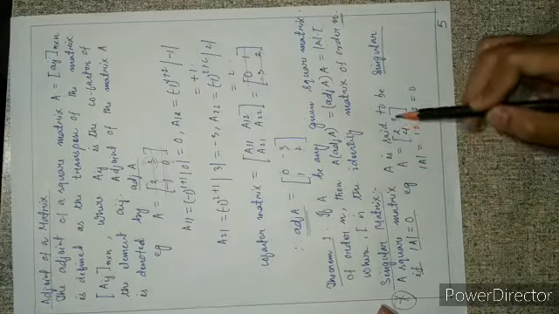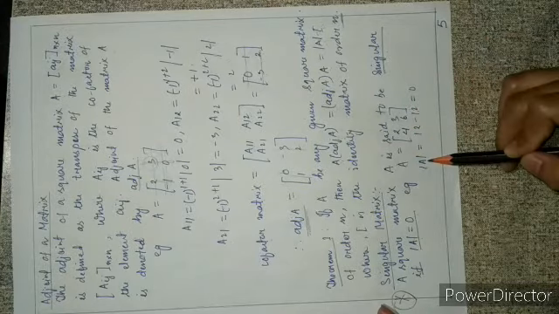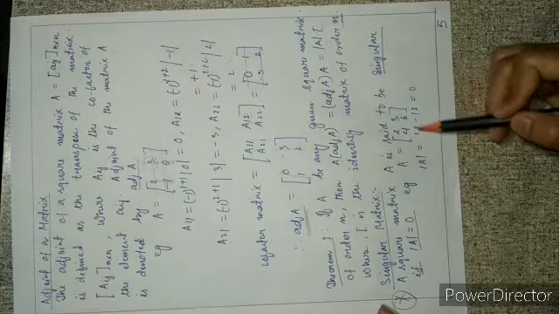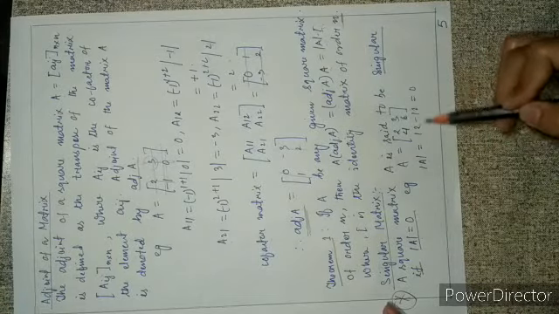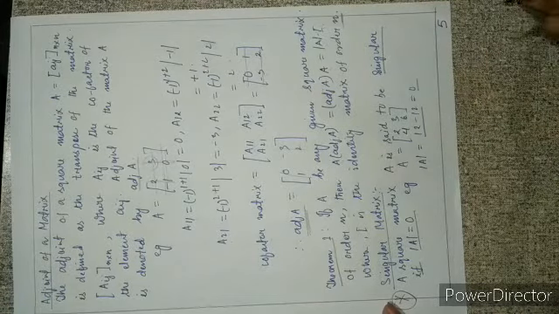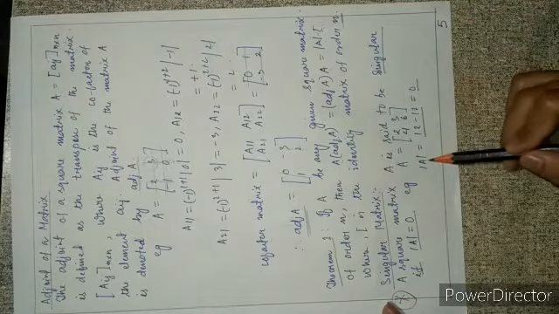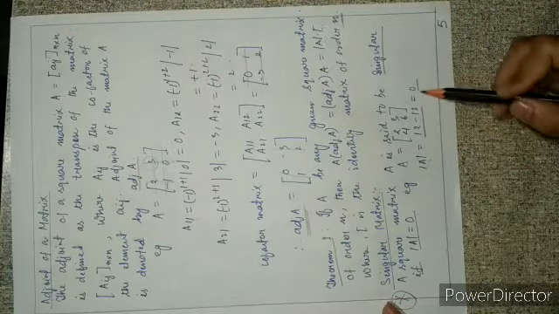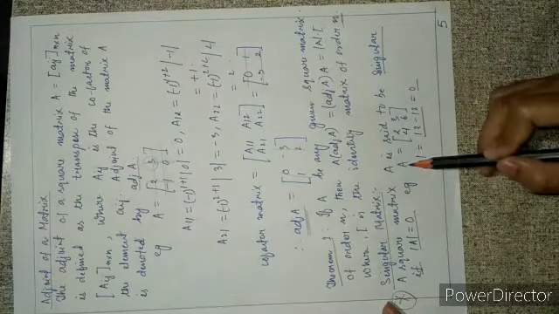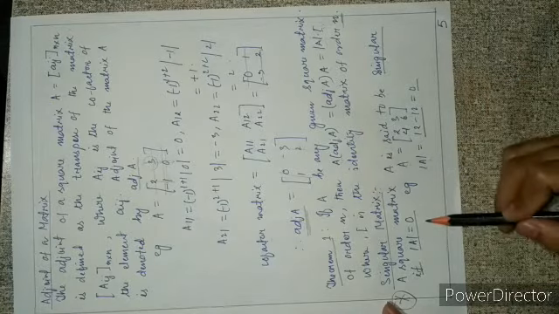Example: matrix A is 2 3 and 4 6. Find the determinant of this matrix A. 2 into 6 is 12, 4 into 3 is 12. 12 minus 12 is equal to 0. Since the determinant of the square matrix A is equal to 0, A is a singular matrix.